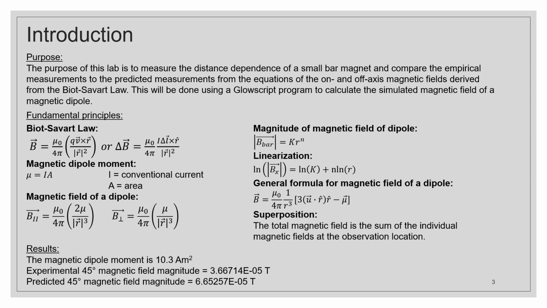A key principle is that of superposition. The total magnetic field is the sum of the individual magnetic fields at the observation location.